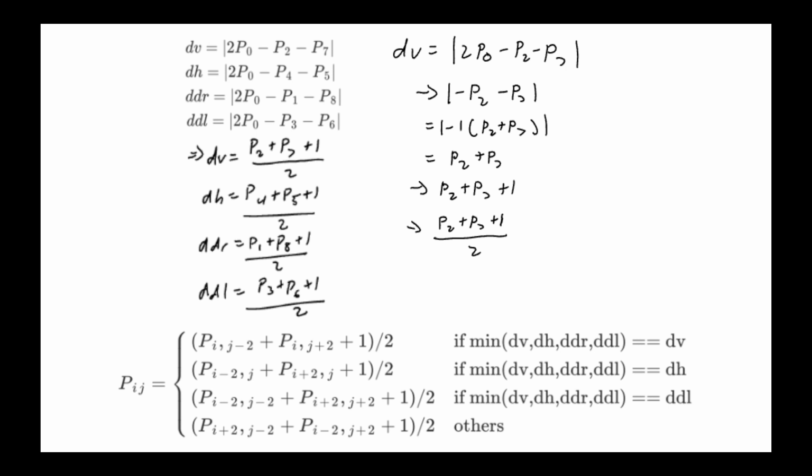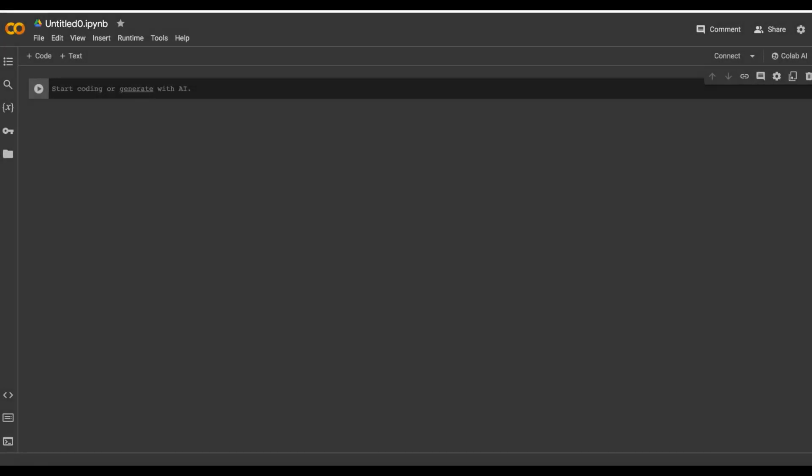For example, if dV is the minimum value, you can set P0 equal to dV. Now it's time to look at how dead pixel concealment would work in code. First off, I'll show you how you can access the files and image I'll be using.